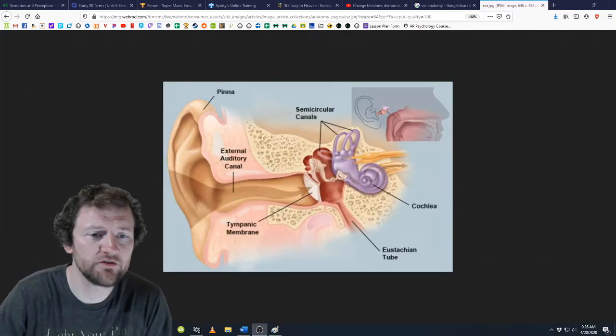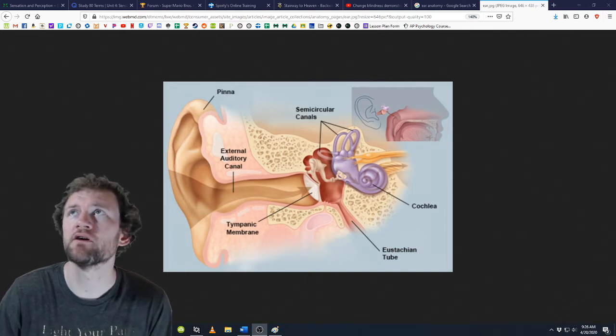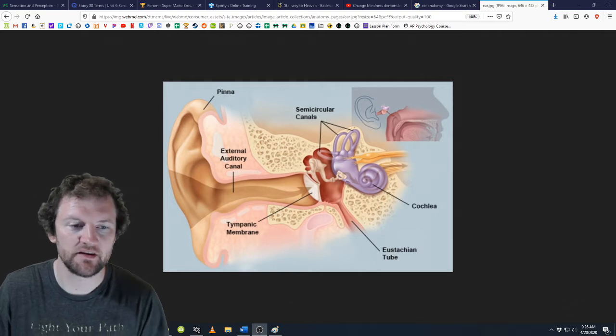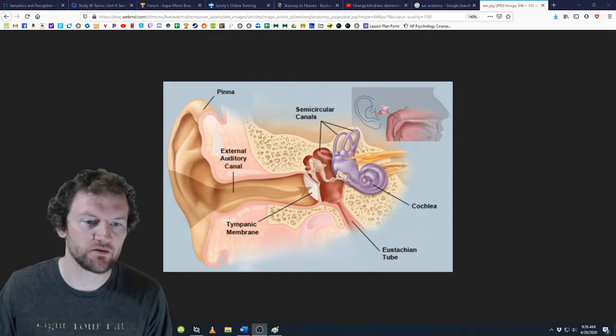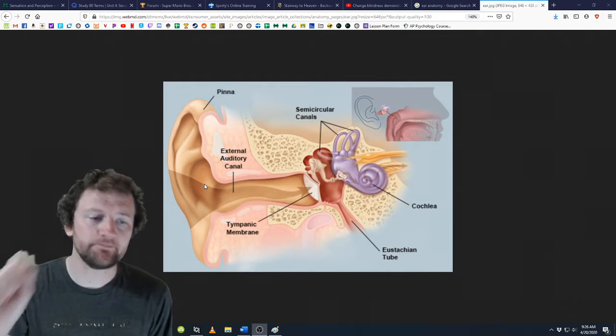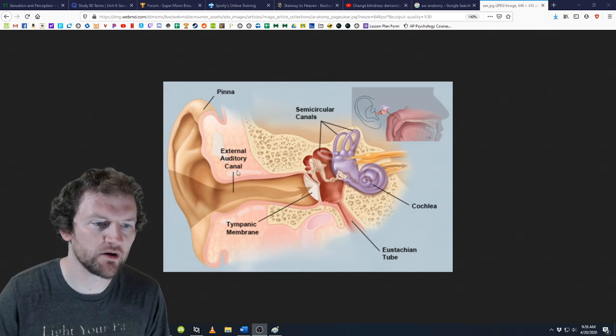So for the ear, usually I draw my terrible drawing on the board, but we have better than that. We have an actual picture of an ear here. So let's go over the anatomy of an ear. This is an organ of sensation, so that's why we talk about it. Here is the pinna. That's the outer part of your ear right here. It does nothing to actually hear other than to funnel sound into the auditory canal.